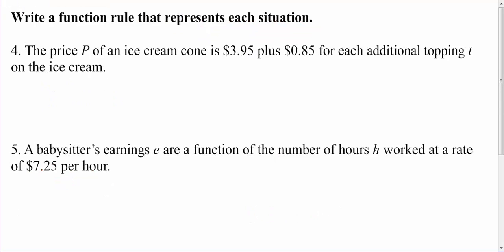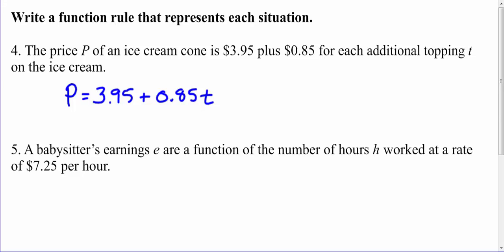Alright, let's do this with some real life models. So here we go. Write a function rule that, again, represents the situation. The price, P, isn't that nice that I gave you the variable right there? I'm a good guy. Of an ice cream cone is $3.95 plus 85 cents for each additional topping, T, on the ice cream. So the way we would set this up would be something like this. We would say that P, that represents the price, is equal to $3.95 plus 85 cents for each additional topping. That's going to be 0.85 T.